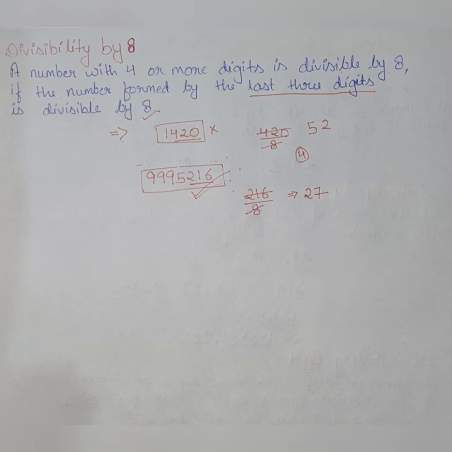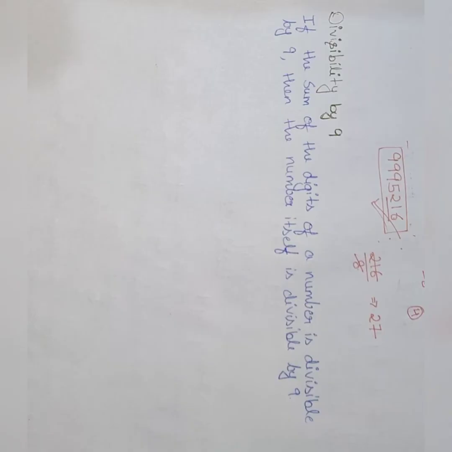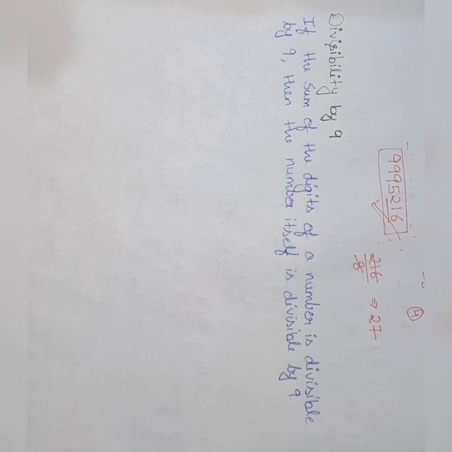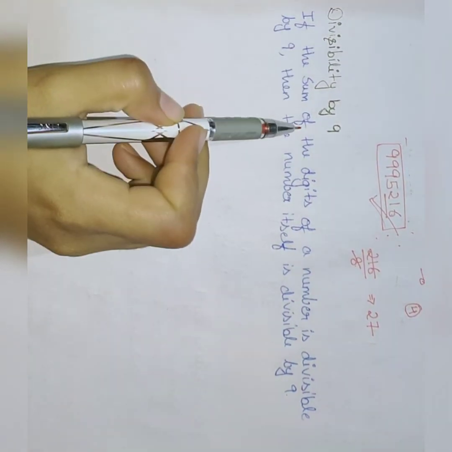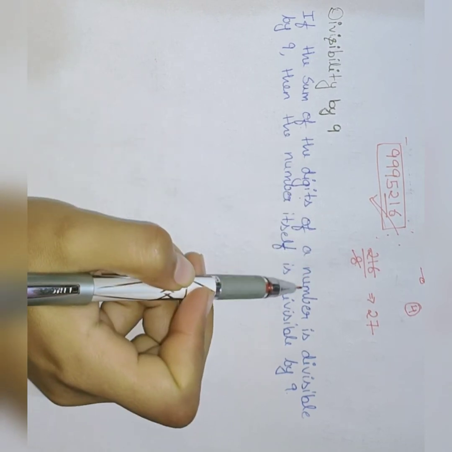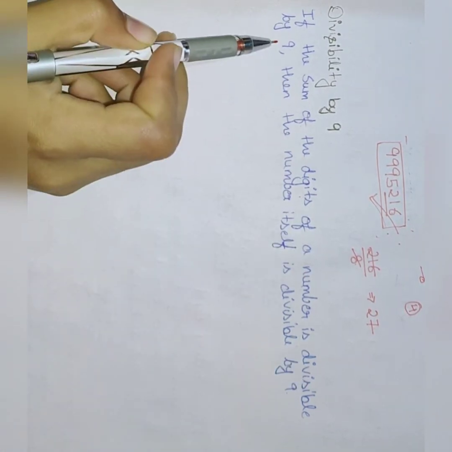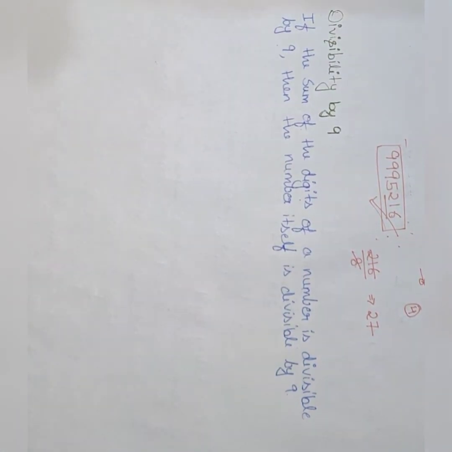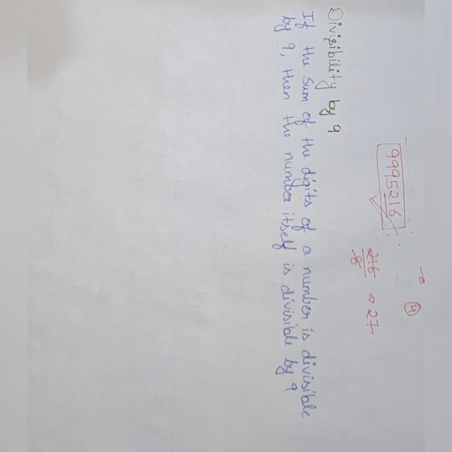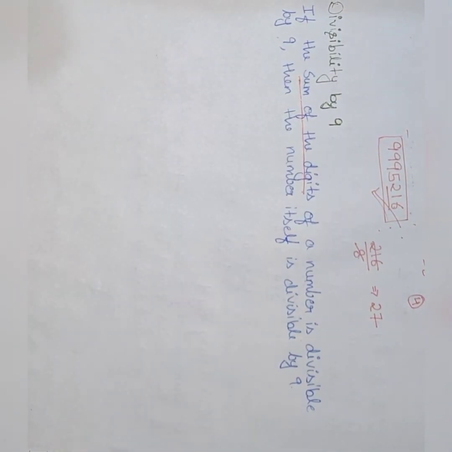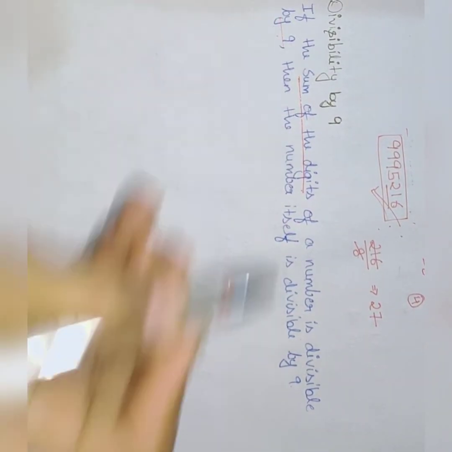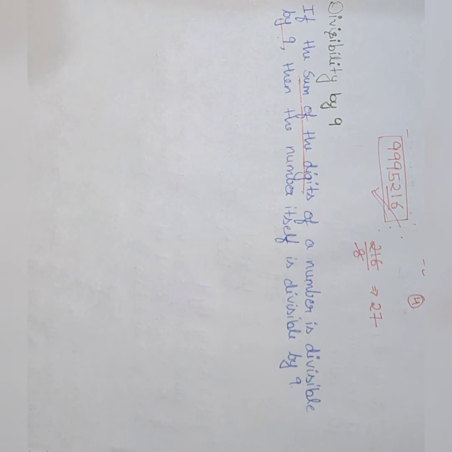Now let's check the divisibility rule of 9. Divisibility by 9. According to the rule, if the sum of the digits of a number is divisible by 9, then the number itself is divisible by 9. So the rule says that if the sum of the digits of the number is divisible by 9, then the number itself is divisible by 9.